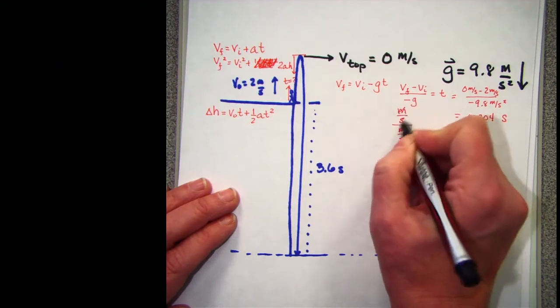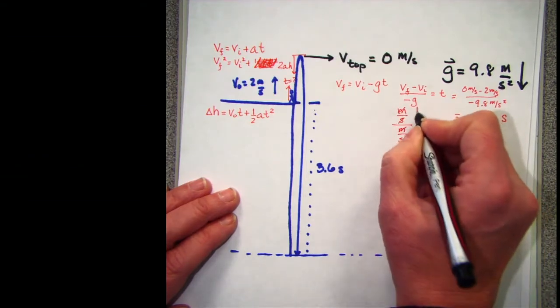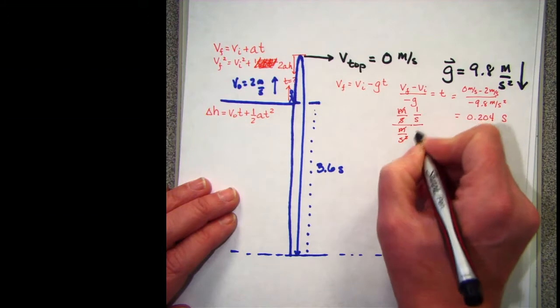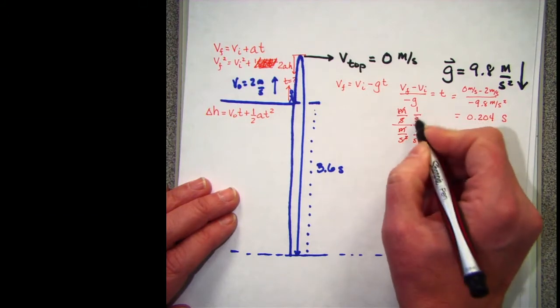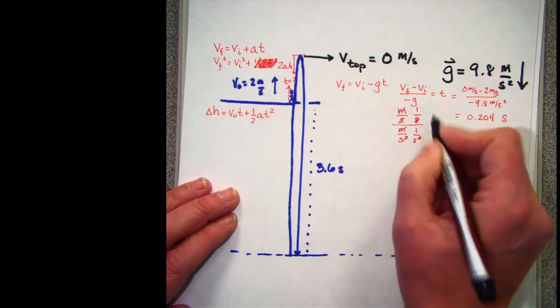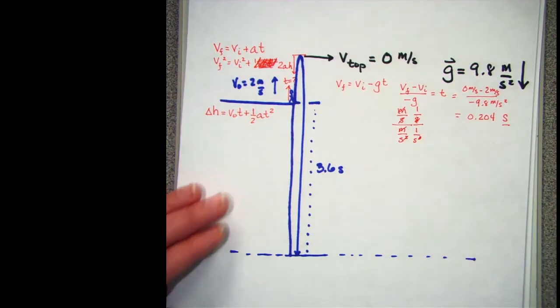Now let's look at units. I got meters per second divided by meters per second squared. Meters are going to cancel. One of these seconds cancels, and this is 1 over seconds divided by 1 over seconds squared, so this one goes away. So I end up with seconds, so I'm good.